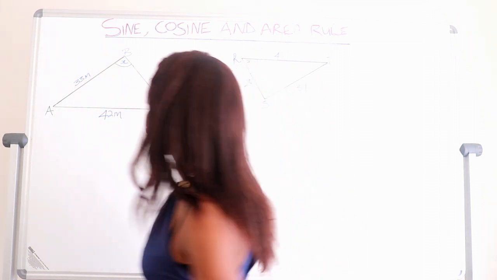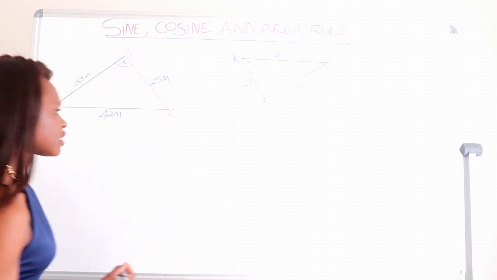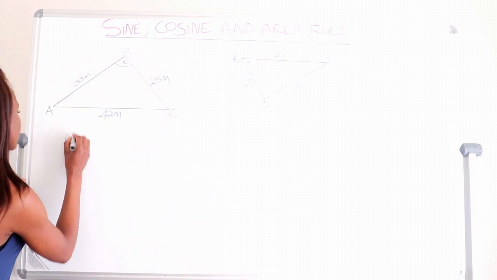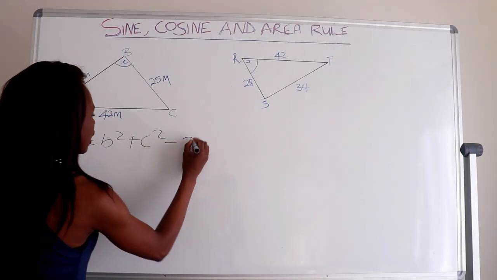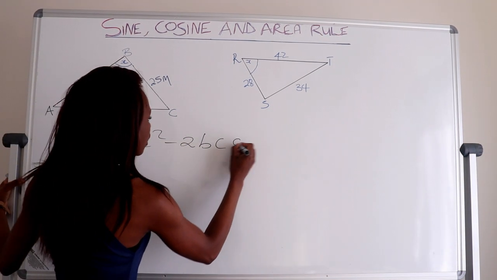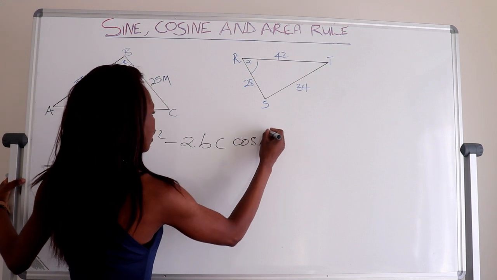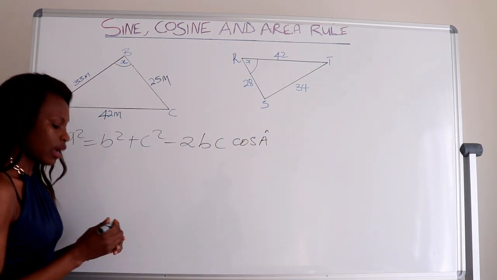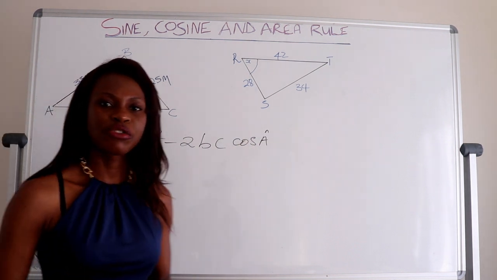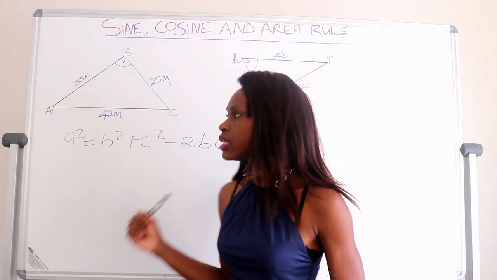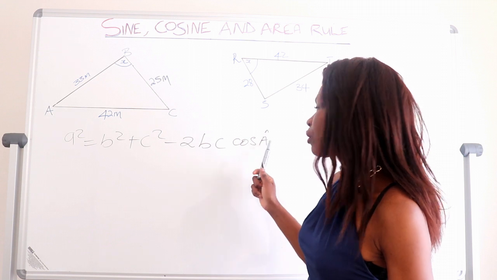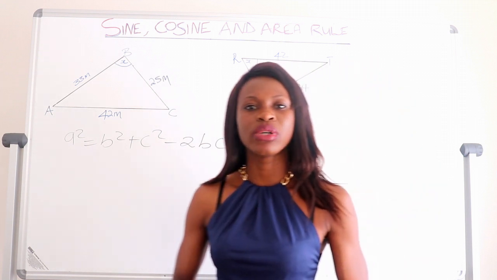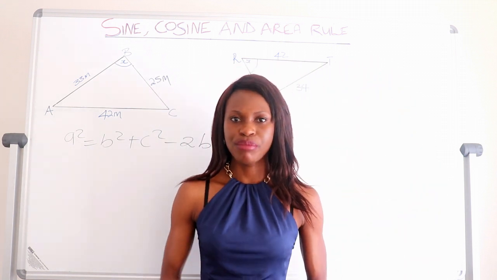Alright, so remember that the standard equation of a cosine rule is a squared equals b squared plus c squared minus 2bc cos A. Remember that whichever angle you are trying to find, that is the angle you use here. If I was trying to find the side of B, then the angle I was going to use here would be the included angle, which is the angle of B.